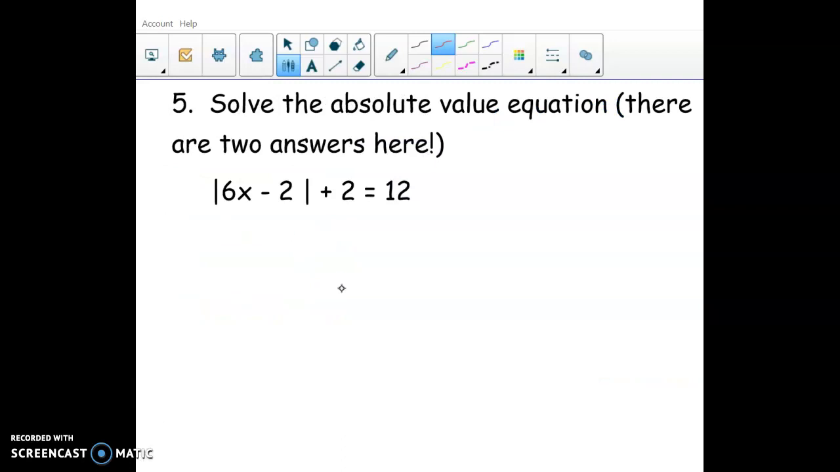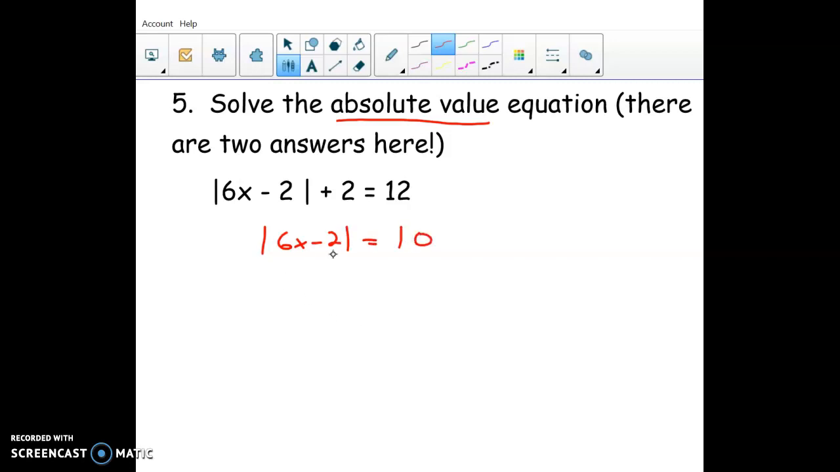Okay, so next up is a solving one. Again, I'd pause the video here, give it a shot. My hint here for you is that there should be two answers. So anytime you have an absolute value problem, there's two answers. All right, so the trick is you want to get the absolute value alone first. So my first step here is actually to subtract 2.